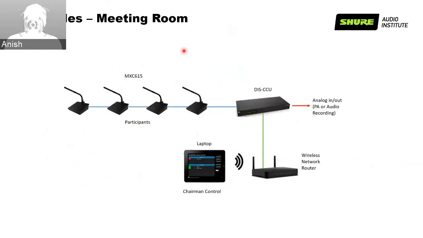It will be further explained in this particular slide. You can have the MXC 615, the basic conferencing unit with the speaker. The DIS CCU is connected with the MXC 615 units over a single chain. You can have a laptop controlling the web browser, with very basic control. And the output of the CCU, you can connect to a recording or a PA system or a video conferencing unit.